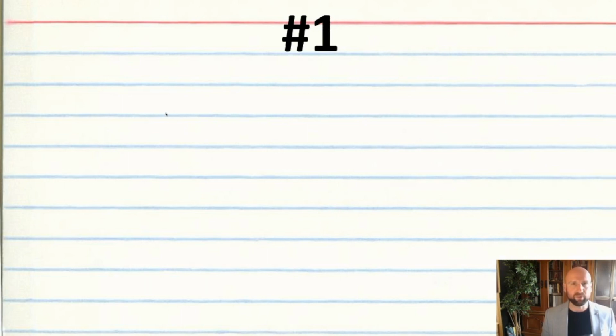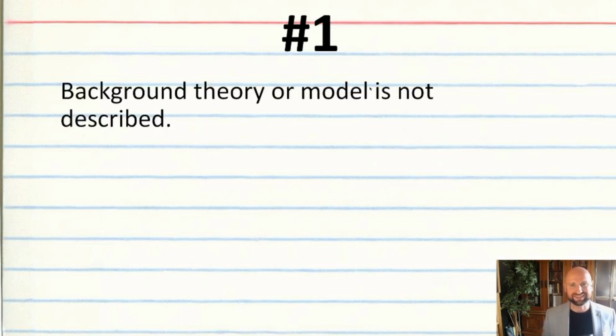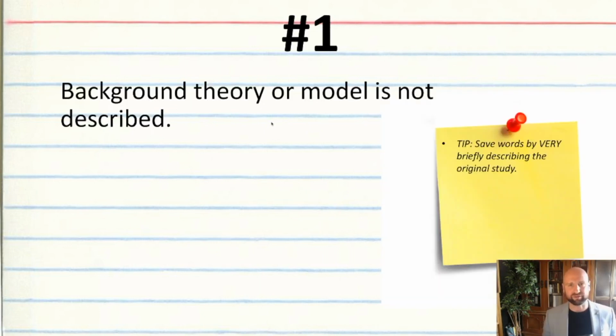Okay, now the number one mistake students make in their introduction is they do not describe the background theory or model, or at least they might mention it, but they don't fully describe it. So how do you fully describe the background theory or model? Here's a few tips that I would recommend.